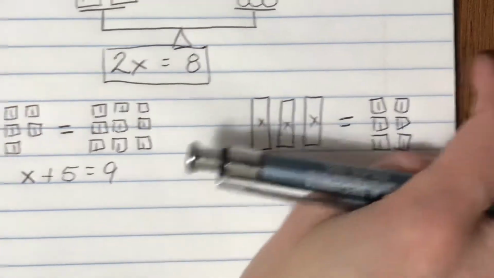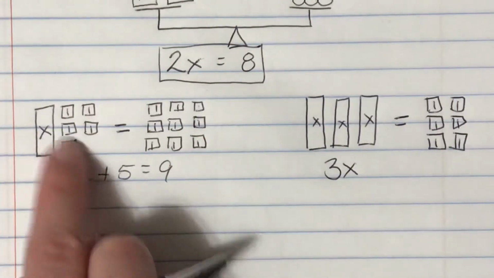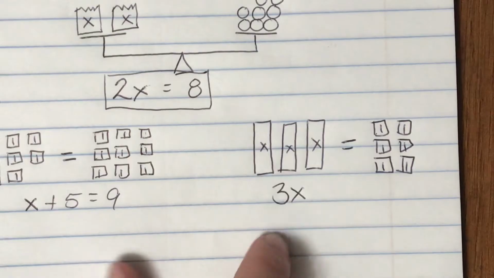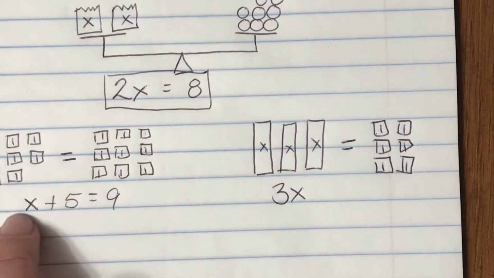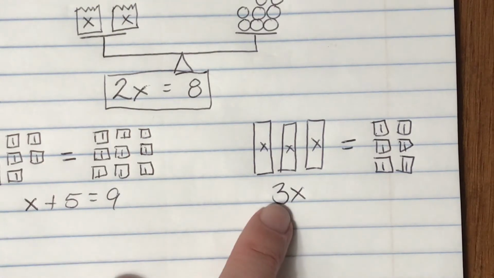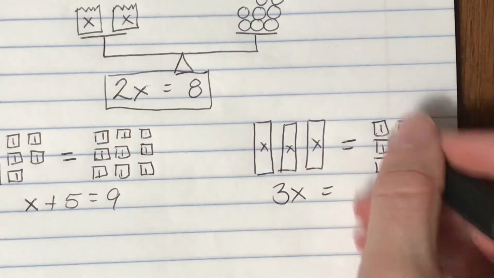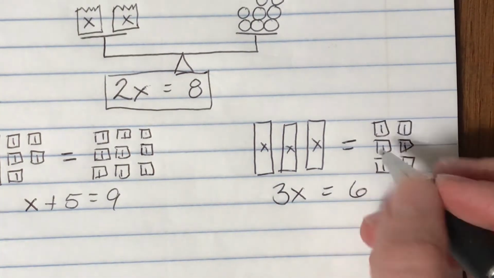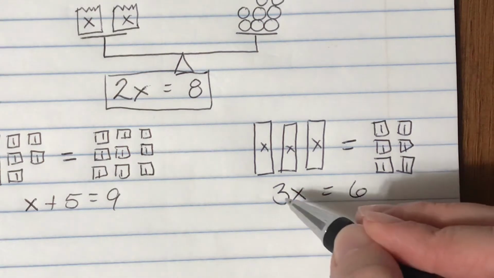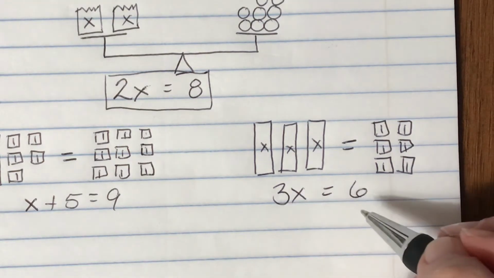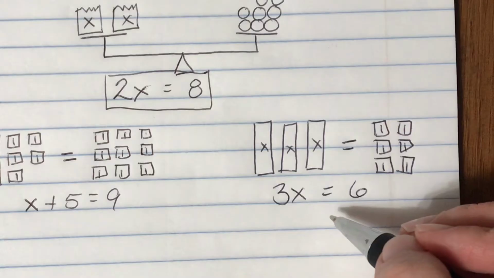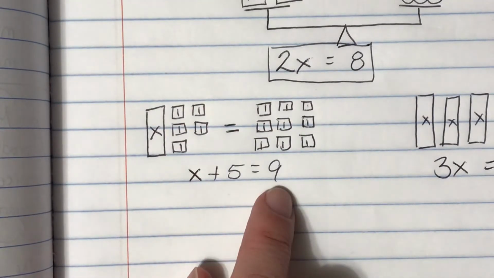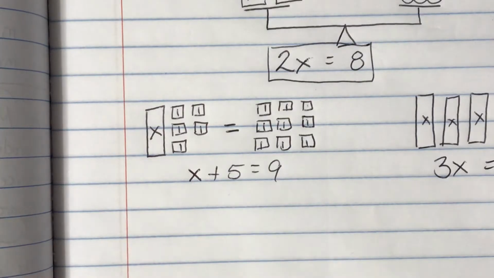So notice again the difference between having an x plus some objects and having 3 of the x's. We would represent those differently. Here we represent with a plus sign. Here we represent with multiplication, is equal to 6. And that is the equation that you would write for here. By the way, what would the missing number be? 3 times some number is equal to 6? Has to be 2, right? What would the missing number be over here? Some number plus 5 is equal to 9. It has to be 4.